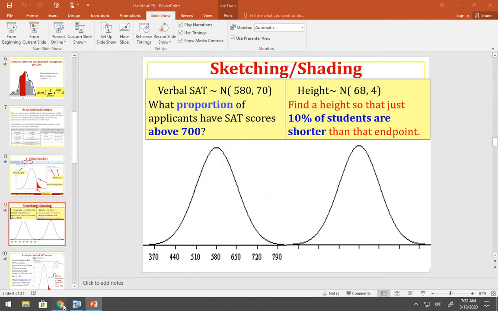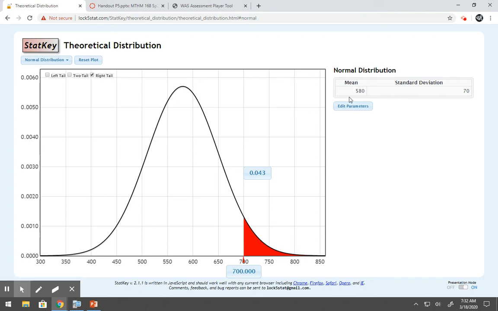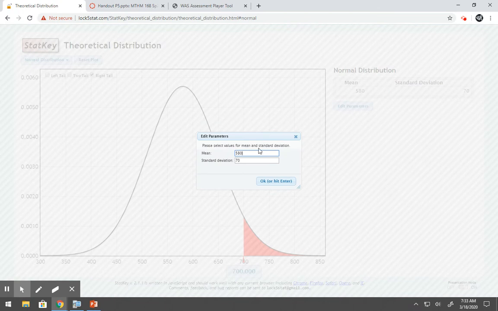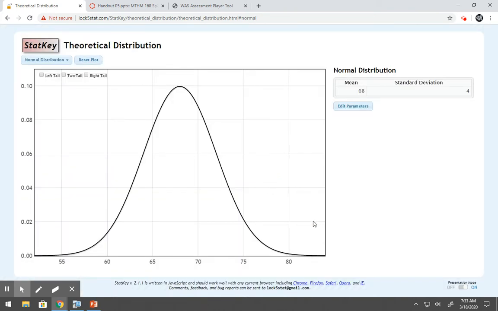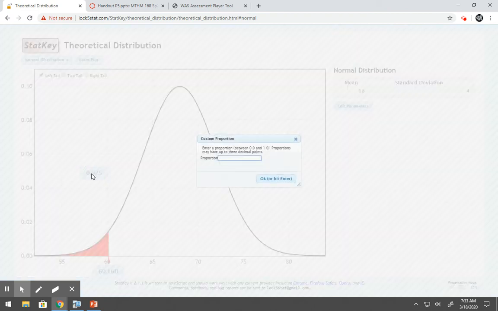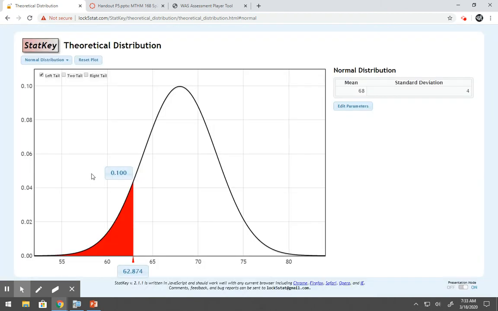I'm going to go back to StatKey. Now I'm going to change things here. I have to change my parameters. So now instead of 580, I have to have a 68. I have to have a 4 for my standard deviation. I want a left tail this time. I need to change this value so it's 0.1, 10%. I need to tell it to only allow 10% on this left-hand side over here. And the score is approximately 62.874. Really easy to find those values and how we're calculating. Okay, so again, I made it 10% and I found the score of 62.8.